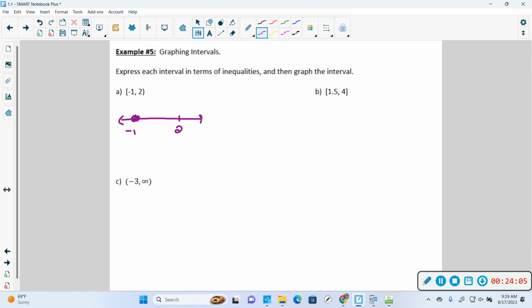2, open, parenthesis, up to 2, so open circle. And this is telling you your answers are everything from -1 to 2. So I'm going to shade in the middle. So 0 is an answer, 1, 1.9782, 1.99999, but not actually 2 is an answer.